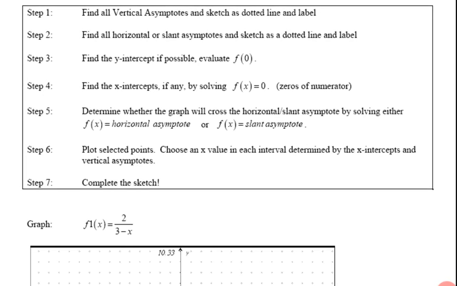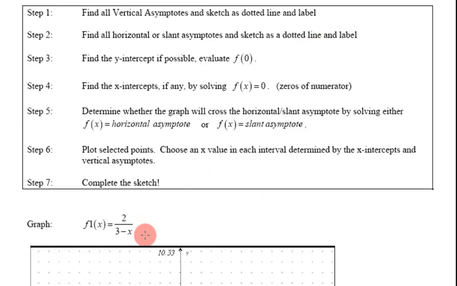In this video, we're going to graph a rational function by hand. I have the steps laid out here, and then we have the function, f1, that we're going to graph. Step 1, find all the vertical asymptotes and sketch as dotted lines and then label them on the graph.